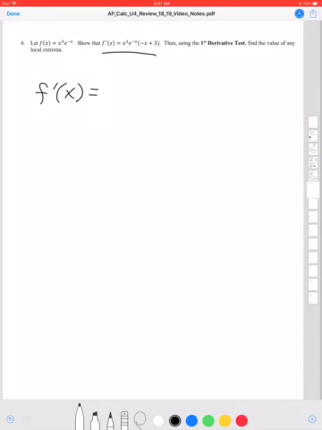So it's a product rule. So here we go. The first times the derivative of the second. We have a chain rule because the inside is negative x. Plus the second times the derivative of the first.